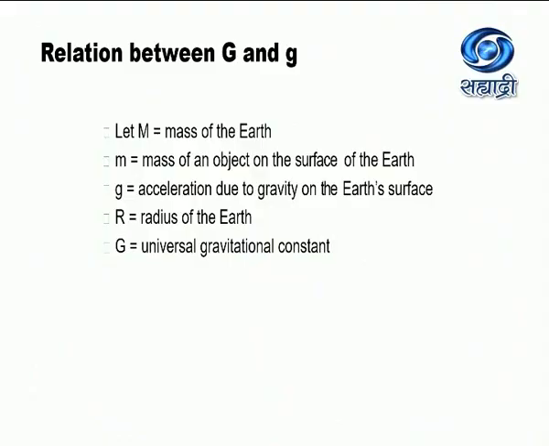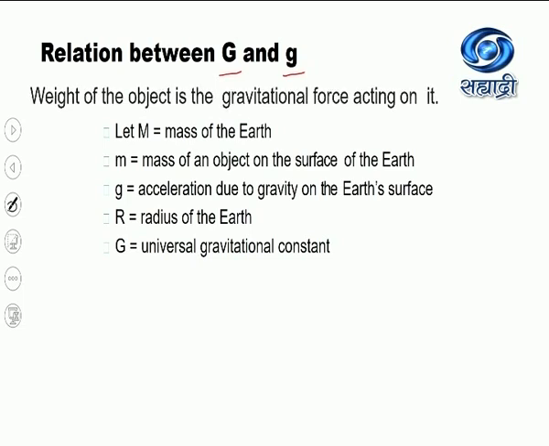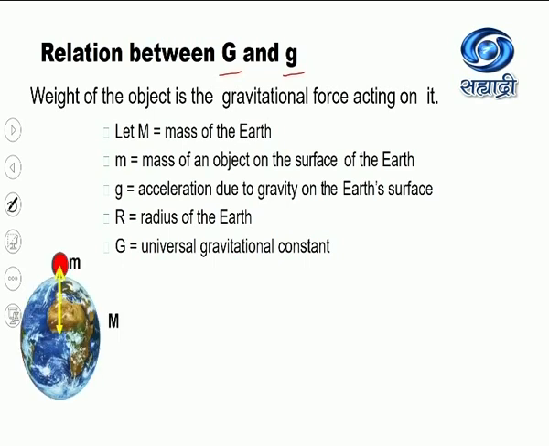Now we have seen that capital G is the gravitational constant and small g is the acceleration due to gravity. So what is the relation between them? The weight of an object is the gravitational force acting on it. Let capital M be the mass of Earth, small m be the mass of an object on the surface of the Earth, small g the acceleration due to gravity on the Earth's surface, R the radius of Earth, and G the universal gravitational constant.